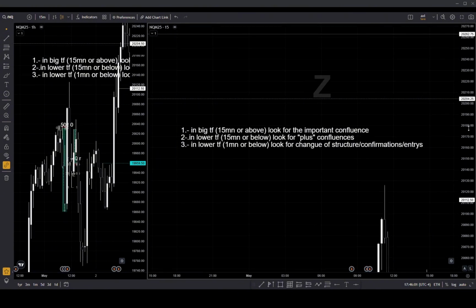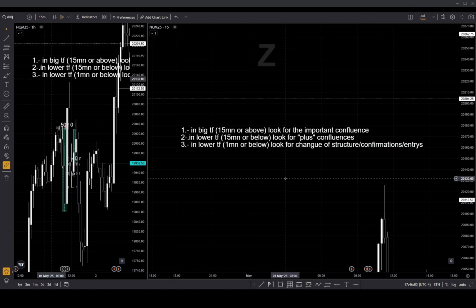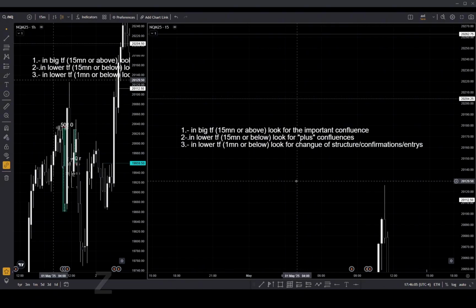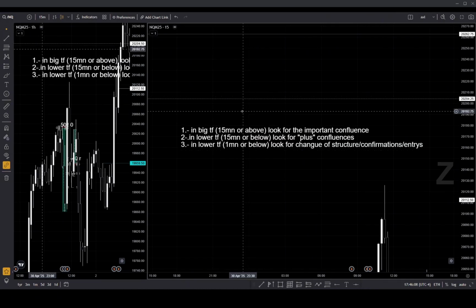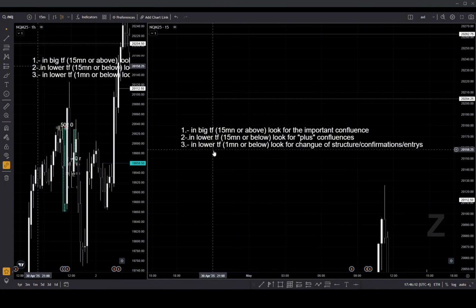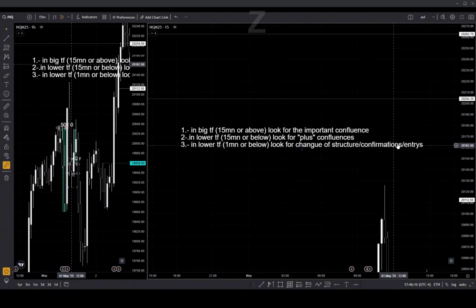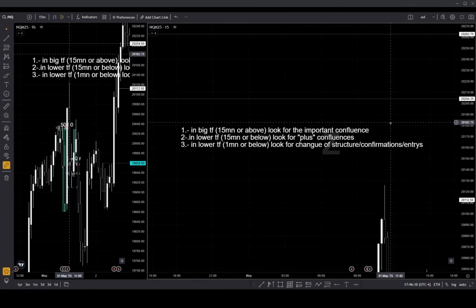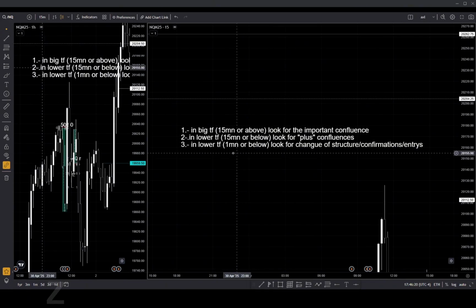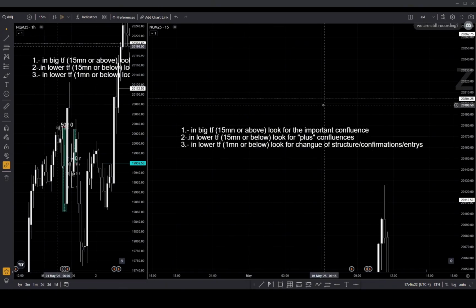If you want to take a screenshot, this is my step by step. Big time frame, 15 minutes or above, look for important confluences. In lower time frame, 15 minutes or below, look for plus confluences. And the third step, the important one, in lower time frame, 1 minute or below, look for change of structure, confirmations, and entries. So okay, that's the step by step of my way of trading. So I don't trade models.